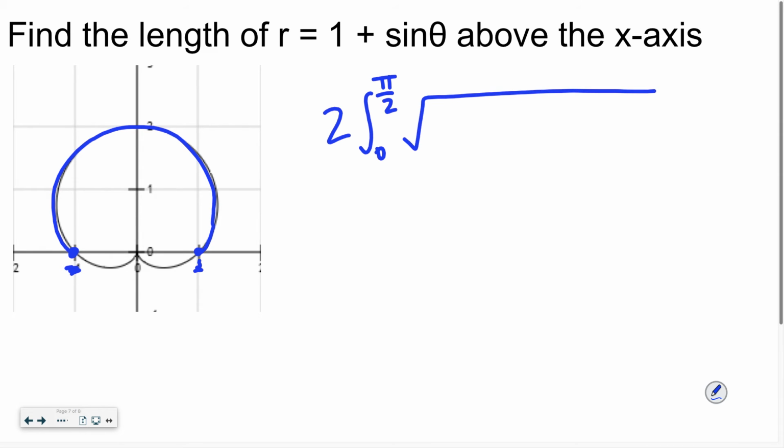All right, in our integral, we have the square root of r squared plus (dr d theta) squared. Well, what is the derivative of r with respect to theta?